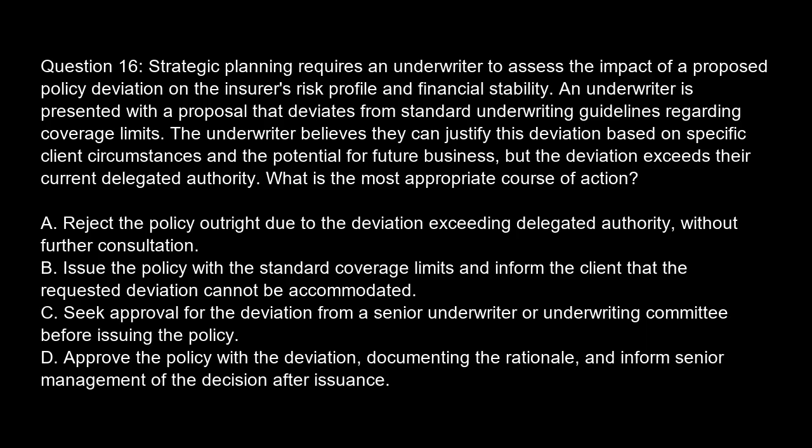Option B. Issue the policy with the standard coverage limits and inform the client that the requested deviation cannot be accommodated. Option C. Seek approval for the deviation from a senior underwriter or underwriting committee before issuing the policy. Option D. Approve the policy with the deviation, documenting the rationale, and inform senior management of the decision after issuance.